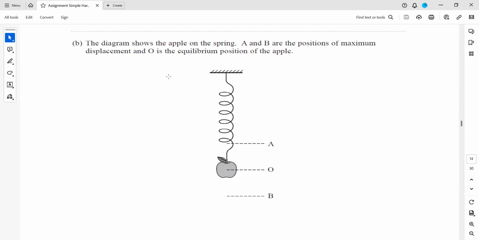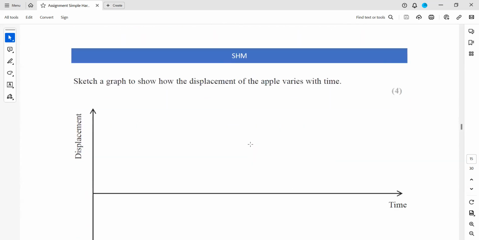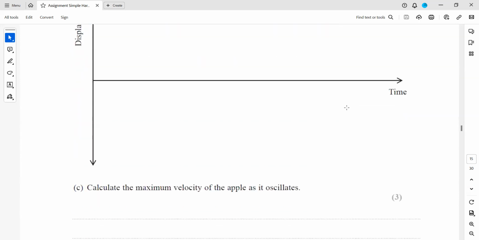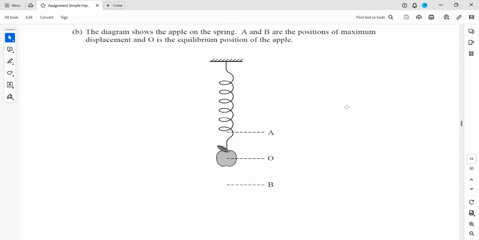In part B, the diagram shows an apple on a spring. A and B are the positions of maximum displacement, and O is the equilibrium position. Sketch a graph of how the displacement of the apple varies with the time. So how the displacement will vary with the time for an object which is vibrating or performing simple harmonic motion, but it's of 4 marks.